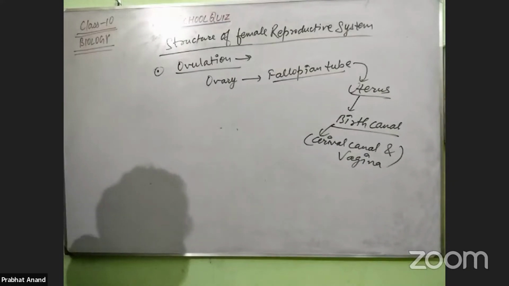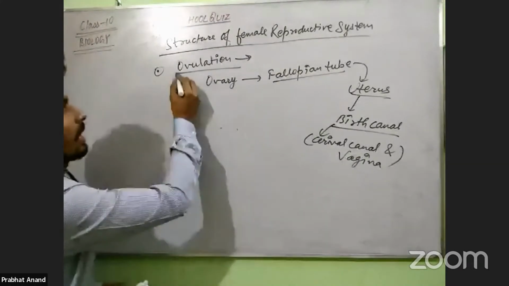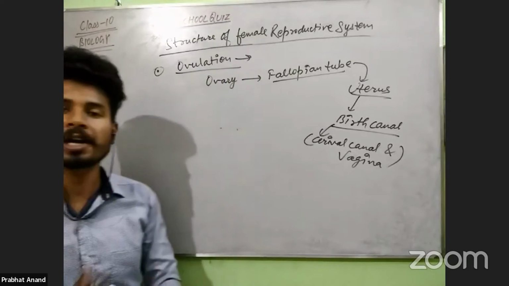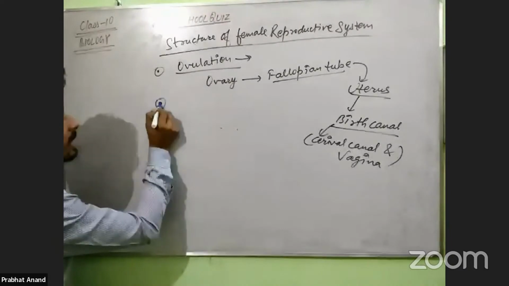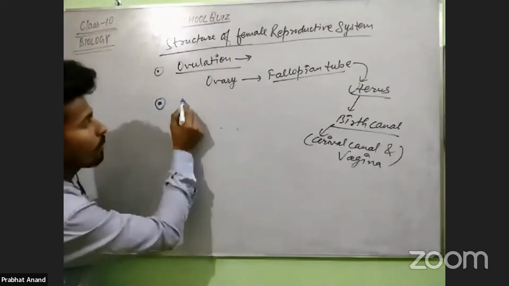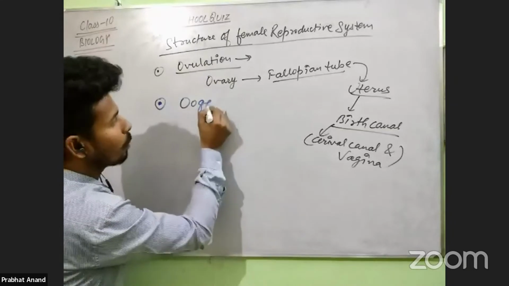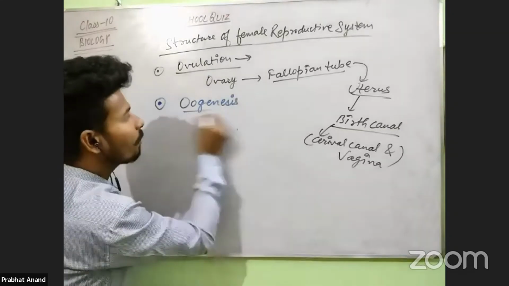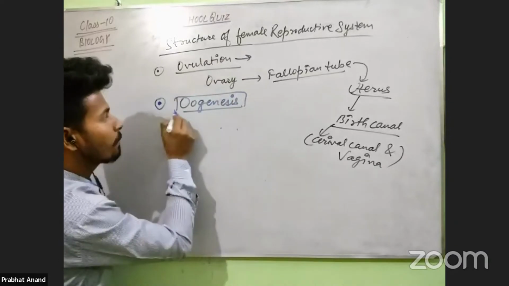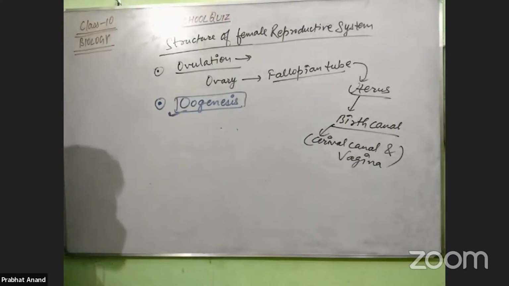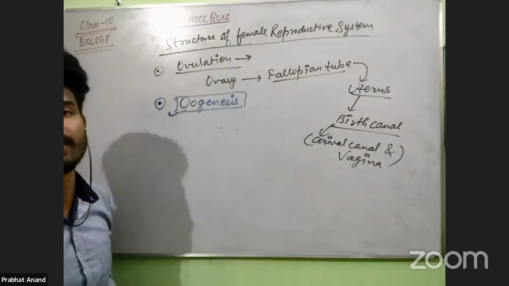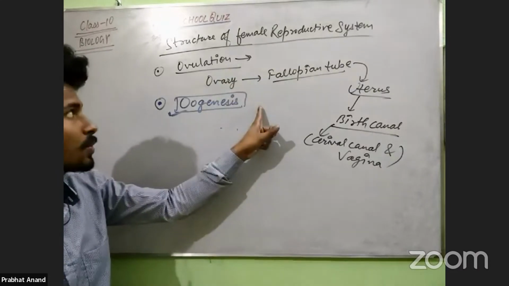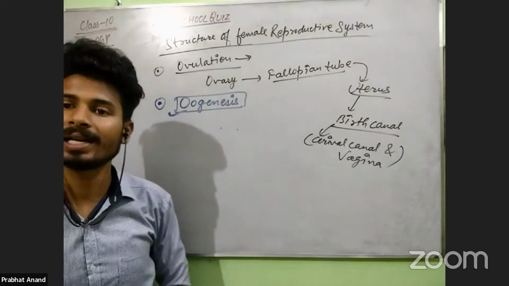Now ovulation is the process in which the ovum is released out from the ovary, but the production of ovum takes place in the ovary, and that process is called oogenesis. Production of ovum in the ovary is the process called oogenesis. We have two processes here. First is ovulation, second is oogenesis. But oogenesis must take place first, then only ovulation will occur. If ovum is produced, then only the ovulation cycle will start.